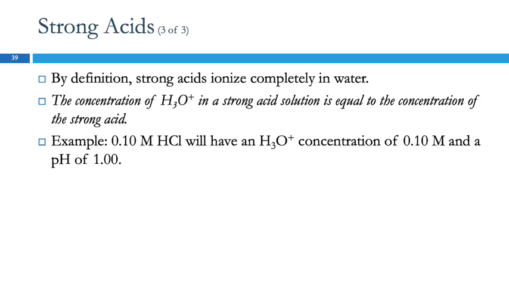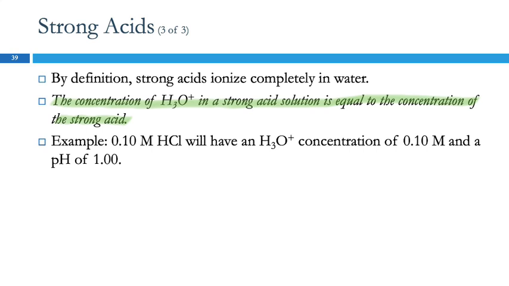So strong acids, again, by definition, ionize completely in water. So finding pHs of strong acids is easy. The concentration of hydronium ion in a strong acid solution is just equal to the concentration of the strong acid. And this is what we assumed everything did in Chem 1A.